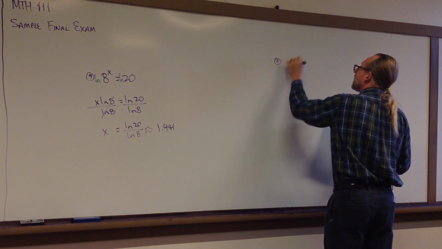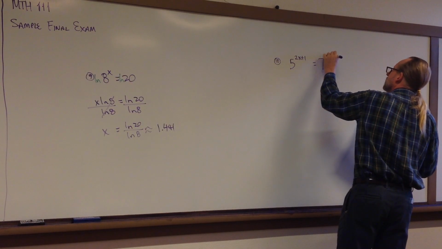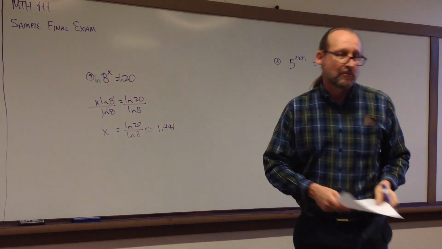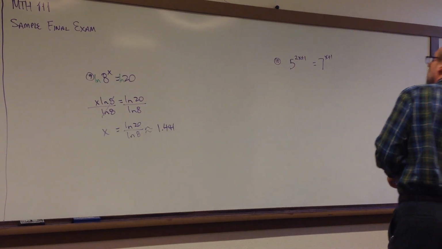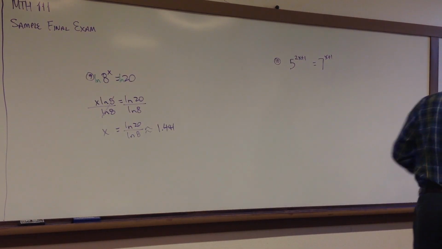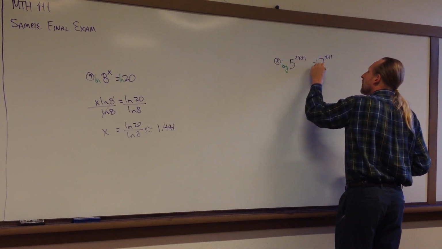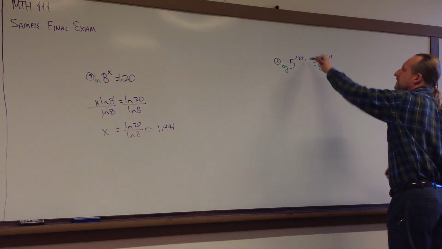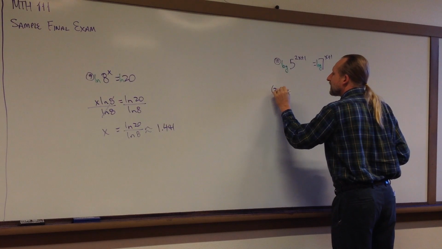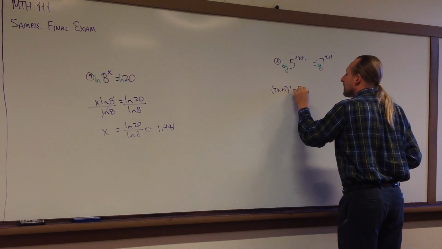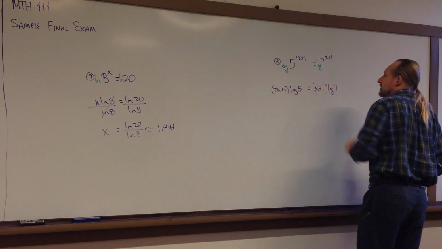Here we've got 5 to the 2x plus 1 equals 7 to the x plus 1. Okay. Well, I'll use log base 10 on this one. And so then these exponents will come down in front as coefficients. 2x plus 1 times log 5 equals x plus 1 times log 7.